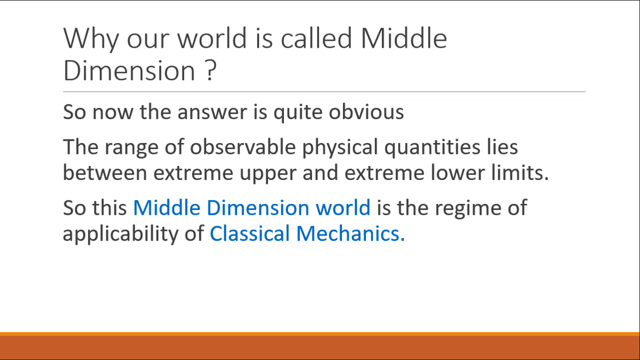Now the answer is quite obvious. The range of physical quantities lies between extreme upper and extreme lower limits. For example, in the case of mass, the lowest possible mass was 10 raised to power minus 31, and the highest possible mass was the mass of the entire universe. But the observable range is very small, which ranges from a fraction of a gram to 1,000 kilogram. So this middle dimension world is the regime of applicability of classical mechanics.